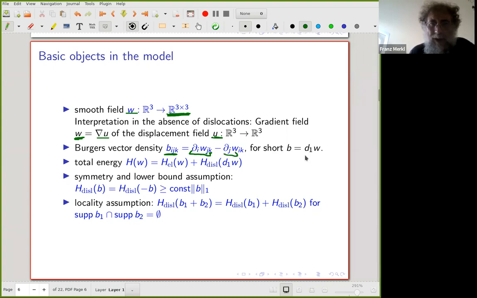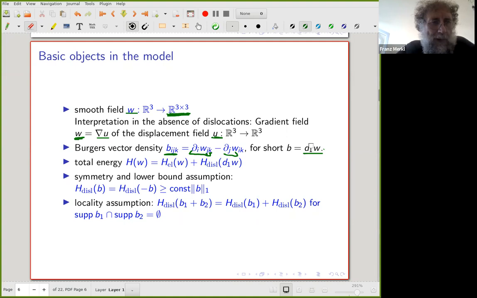And for the curl, I write using this exterior derivative notation. The curl is the first exterior derivative, so I write d1 of W. So this d1 refers to the second index of W, while the third index, which gives you the component of the Burgers vector, is just added as an index. You can, if you like, write here times identity in the third tensor component, but I don't write that.